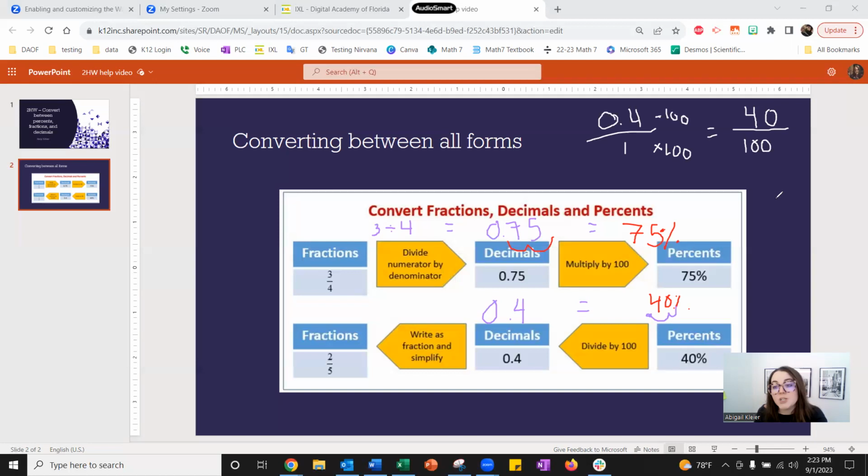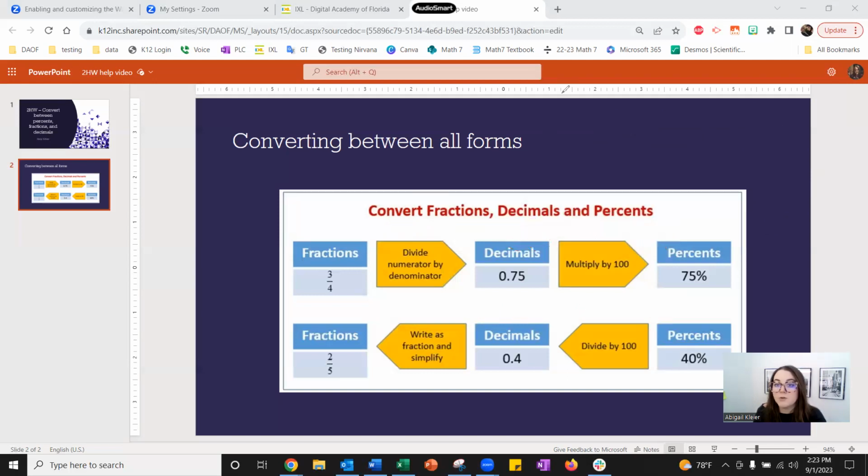So this fraction is not simplified. I could simplify this down, but 40 over 100 is an appropriate answer. If I want to simplify, I can divide top and bottom by 20, and that would give me a final answer of 2 over 5, and those are equivalent fractions. So that was a brief overview of how to convert between all of the forms.